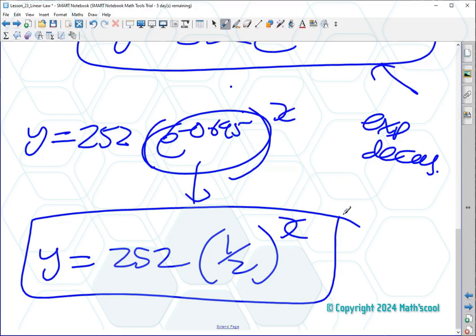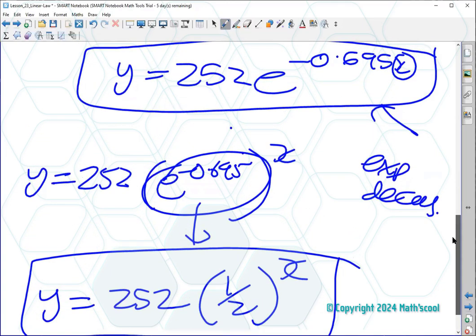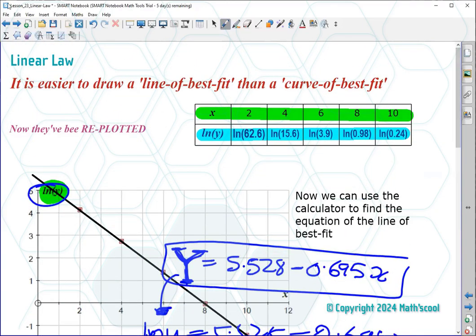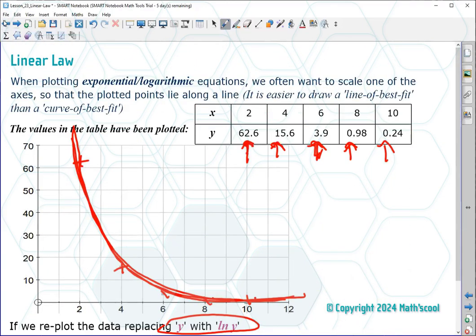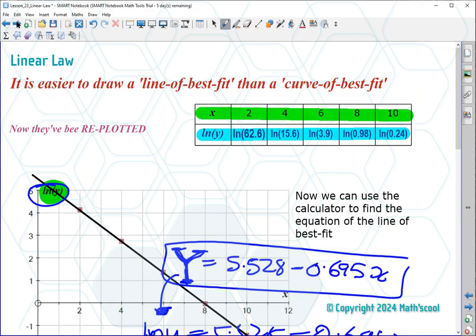So what I've successfully managed to do is to find the equation for this curve. And I found it by reducing it to a line. I have to take my curve, reduce it to a line. Once I've got a line, I find the equation for that line, and then I unreduce it. I go back to what it was before. Okay.